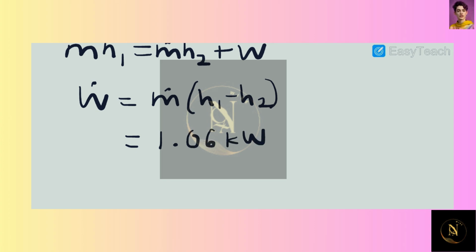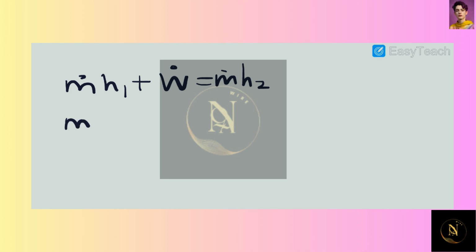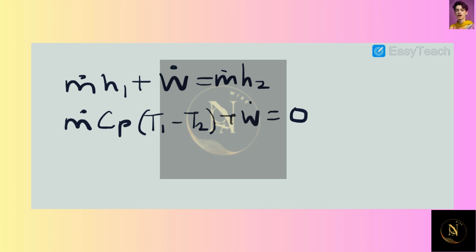kilowatts. Next, we can write the energy relation for our compressor, and therefore we can calculate the temperature that leaves the compressor at the end. So the energy relation for the compressor will be m dot h1 plus W dot is equal to m dot h2. Now we can rearrange terms and set these equal to 0, and therefore we see that m dot cp (T1 minus T2) plus W dot is equal to 0, and we just use the definition that h is equal to cp times T.